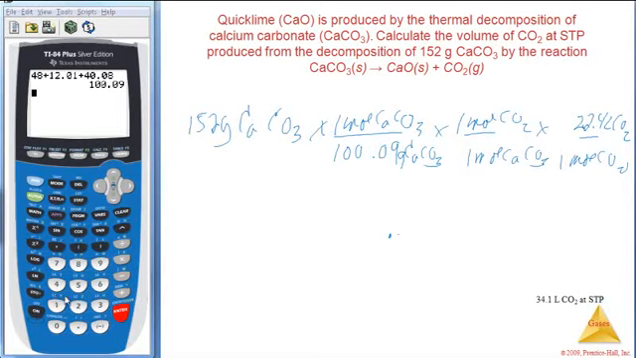So I'm just going to do a plug and chug. It's 152 times 22.4 equals, divide by 100.09, close my parentheses, and I get 34, looks like I want 3 sig figs, 34.0 liters. Okay.